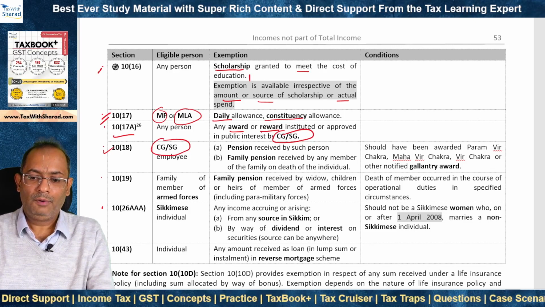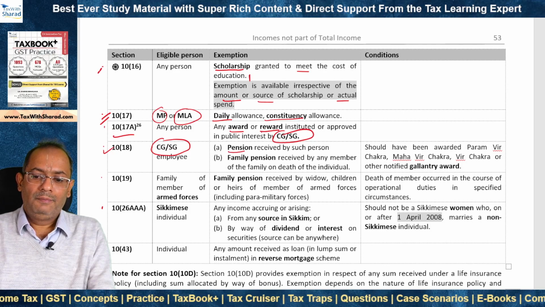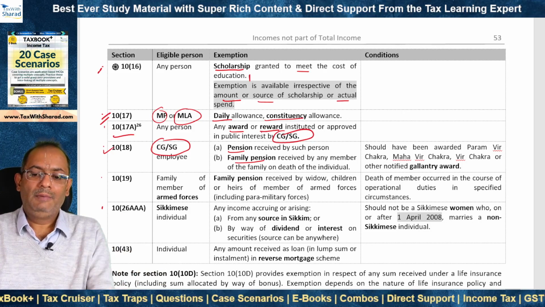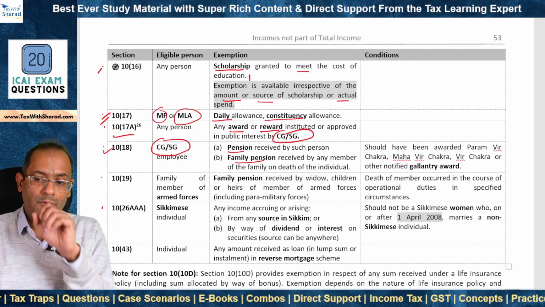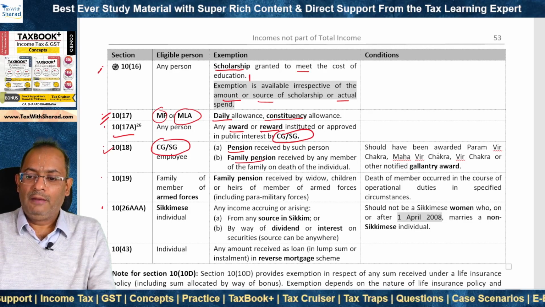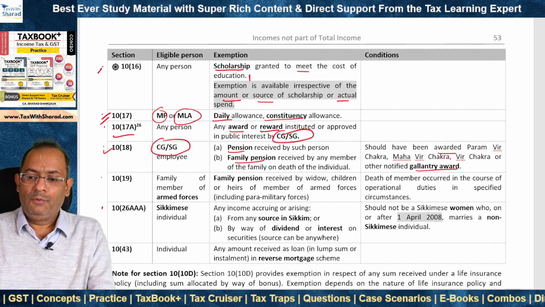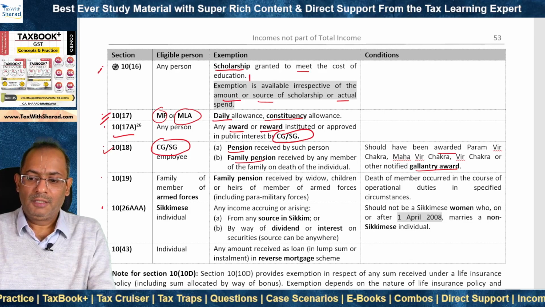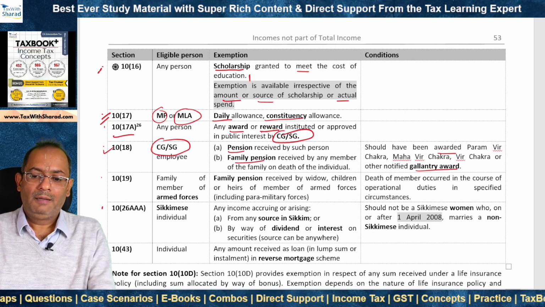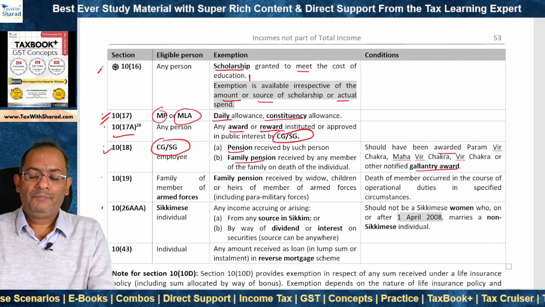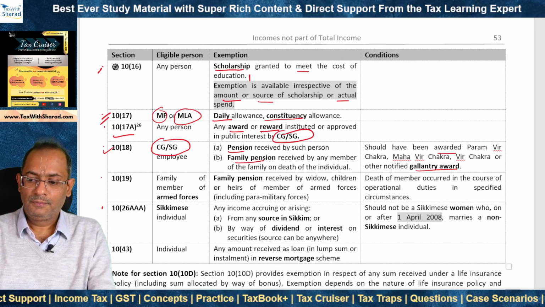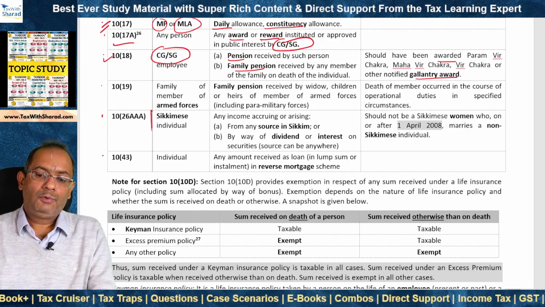Section 10(18) provides exemption to an employee of the central government or state government. So, exemption to a government employee. What is exempt? Pension received by such person is exempt. And family pension received by any member of the family on death of the individual is also exempt. The condition is that such central government or state government employee should have been awarded a gallantry award like Param Vir Chakra, Maha Vir Chakra, etc. So in respect of that person, the pension is exempt, and in the unfortunate case of his or her death, the family pension received by the member of the family is also exempt. Exemption is provided to a Sikkimese individual.